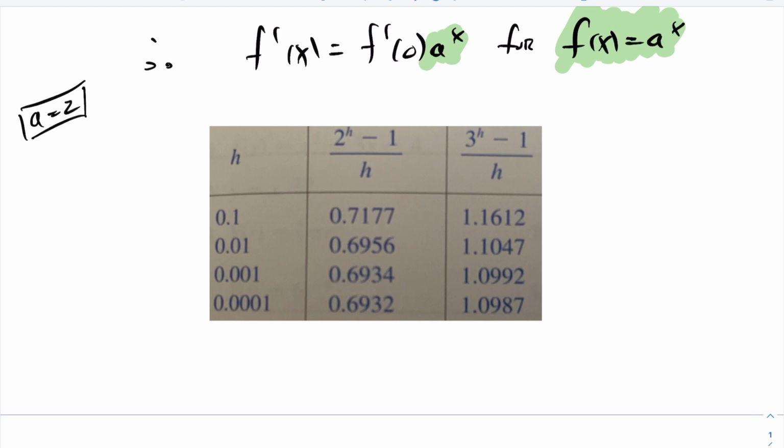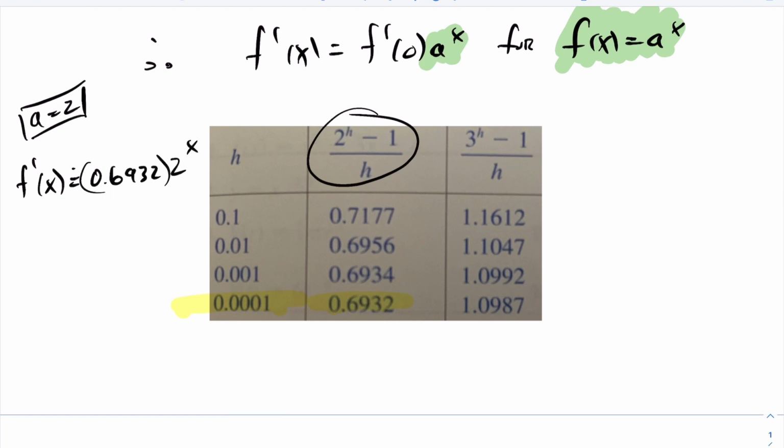Well, if I let a be 2 here, if you examine the table that we've drawn, we can see that as h tends very, very close to 0, the limit is 0.6923. Therefore, for a base of 2, we know that f prime at x is going to equal approximately 0.6932 times 2 to the x.